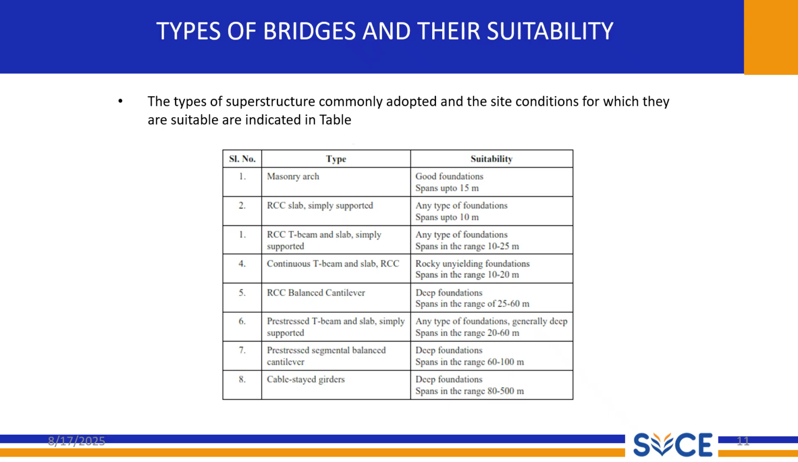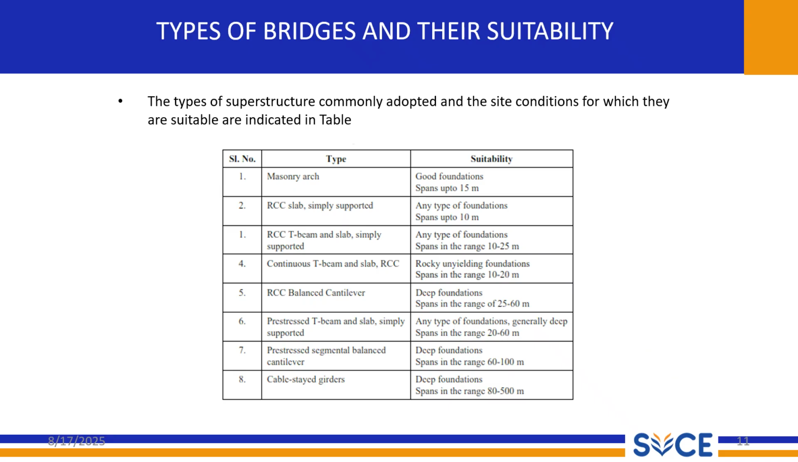The RCC T-beam and simply supported slab is also suitable for any type of foundation and spans from 10 to 25 meters. Next, continuous T-beam and slab bridge. It's mainly provided for rocky and yielding foundations, for spans of 10 to 20 meters. RCC balanced cantilever requires a deep foundation, and spans range from 25 to 60 meters.